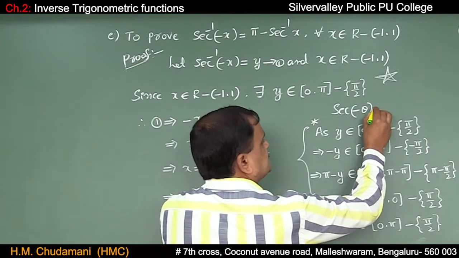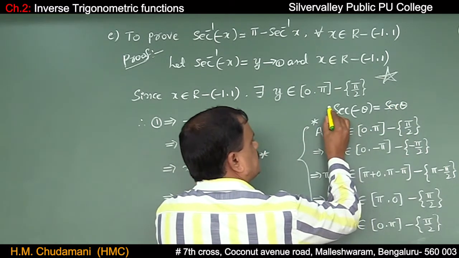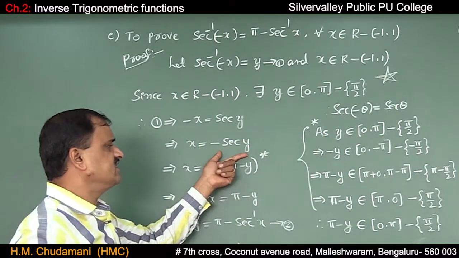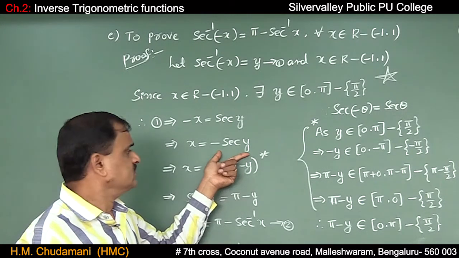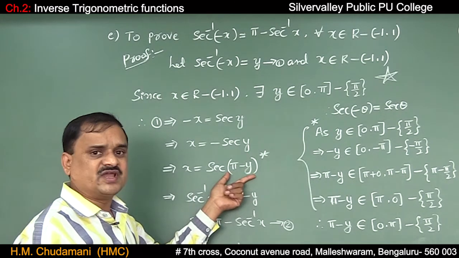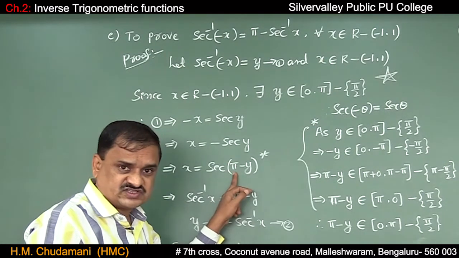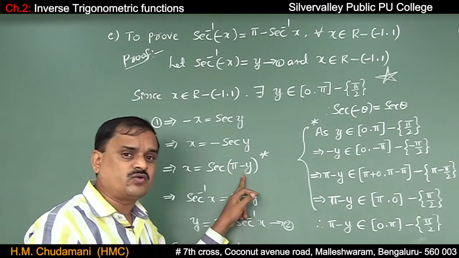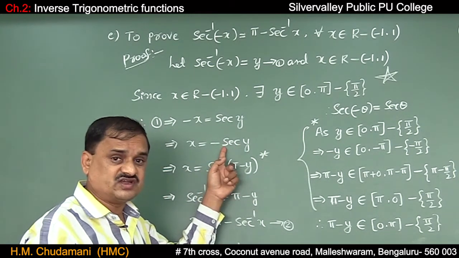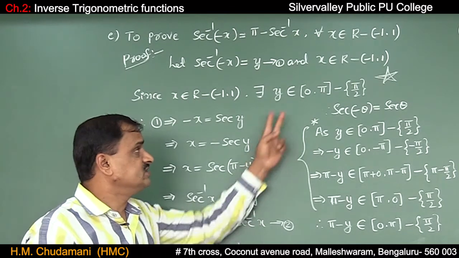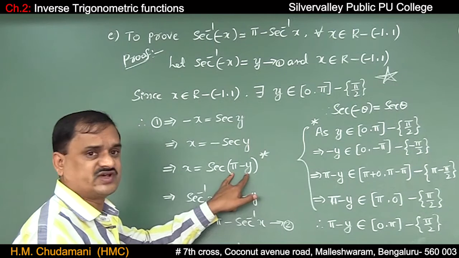Secant of minus theta in the fourth quadrant is plus secant theta. So minus secant y cannot be written as secant of minus y, right? So it should be pi minus y, and of course this is in the second quadrant. Even in the third quadrant, secant of pi plus y is also minus secant y only, but pi plus y means it is not within the interval. That's why we are supposed to write pi minus y.